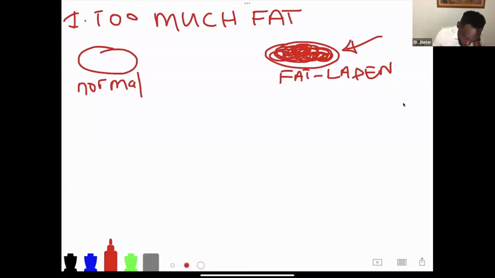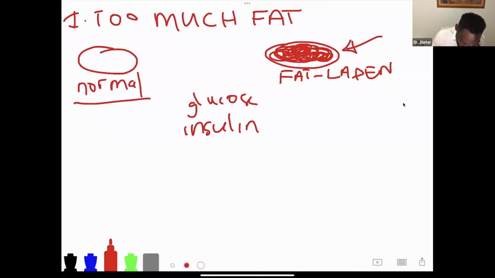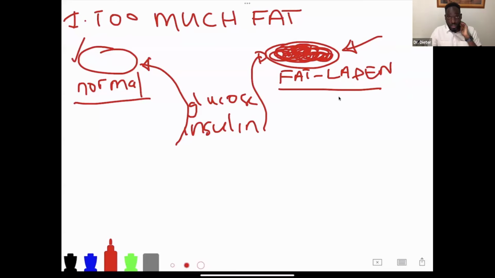Why? Because the job of insulin is to mobilize glucose out of the blood into the cell. When you have a cell that is normal, insulin comes and knocks on the door of this cell and tells the cell, hey, listen, I got glucose in the blood. I need you to take it up. This cell is more than happy to take it up. When it comes to this cell that is fat laden and insulin knocks on the door, I got glucose in the blood, I need you to take it up.